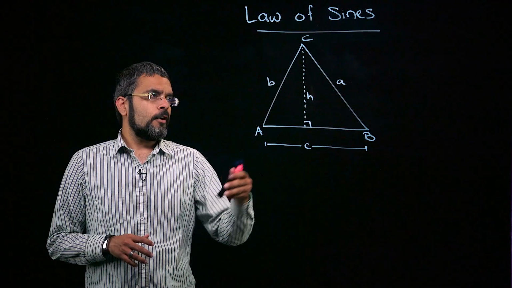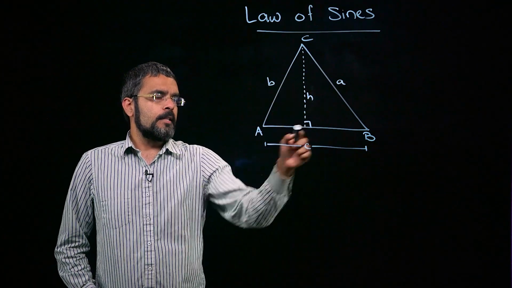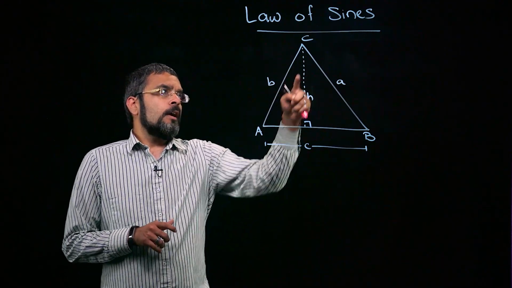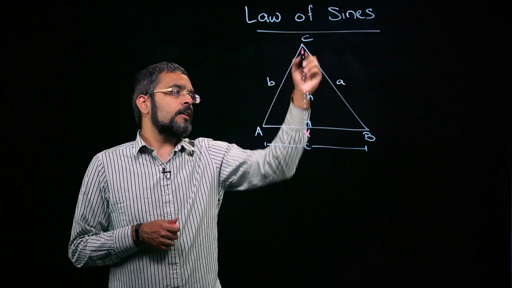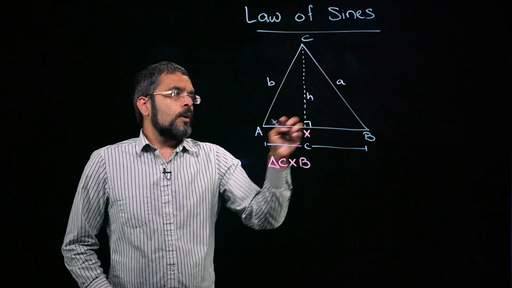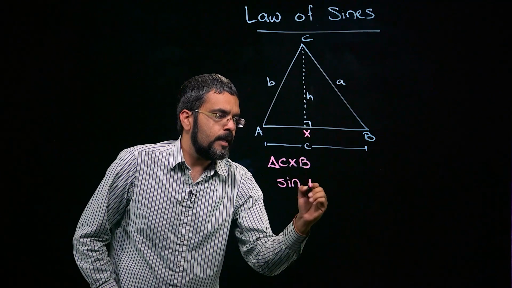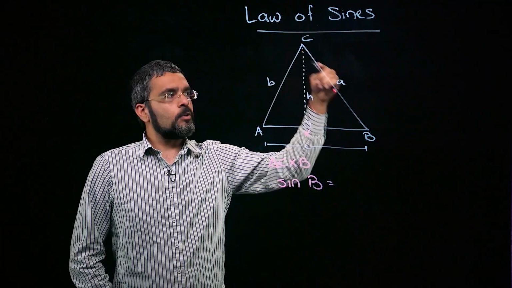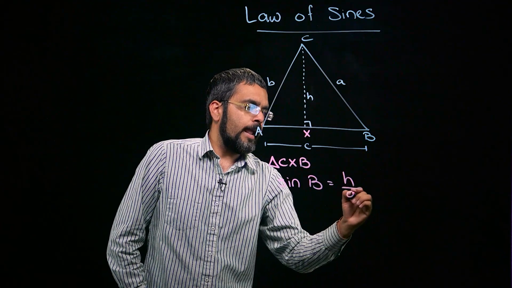So here's my triangle. I have an oblique triangle with angles A, B, and C, and these are my sides A, B, and C, and h here is the height of the triangle. Now if you look at this triangle, let's call this point X. If you look at triangle CXB, what is the relationship between angle B and h? I know that sine of B is going to be equal to the opposite over the hypotenuse, and here the side A is going to be my hypotenuse for that triangle. So sine B equals opposite, which is h over A.